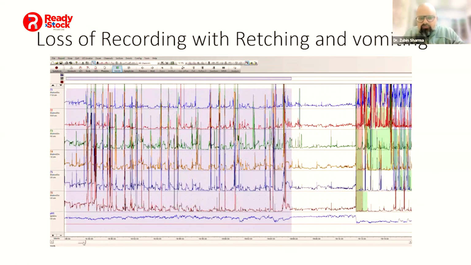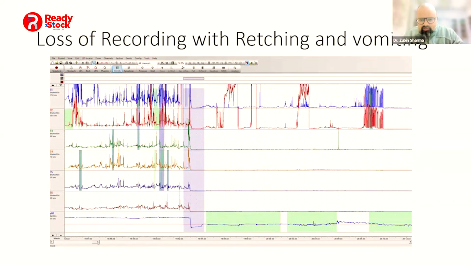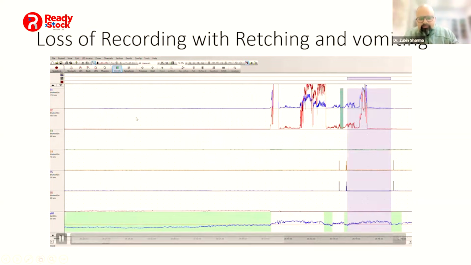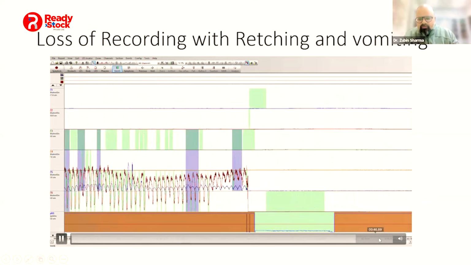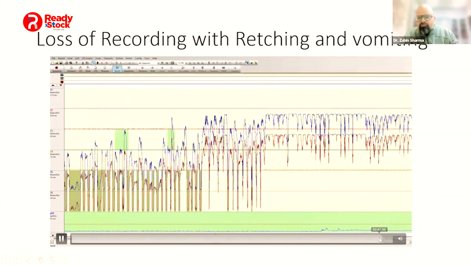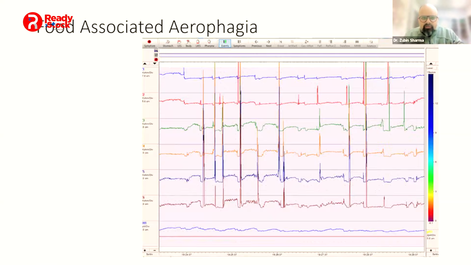The impedance is going up. The patient vomited out and the whole recording was gone. This happened after a few hours of the study in the night. The catheter was half out, and you can see later on there is absolutely zero recording here. You cannot interpret this at all. So please eyeball the study once before you say everything is normal.